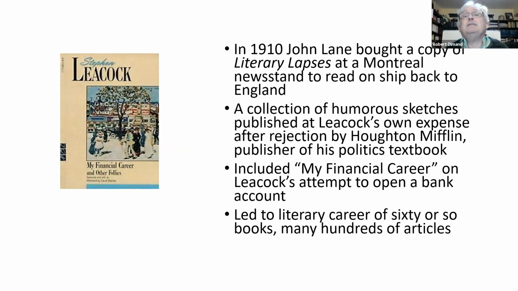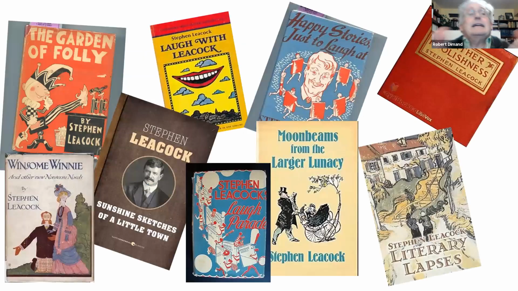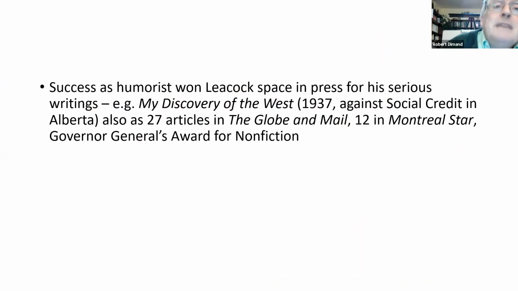Well, in 1910, John Lane found himself about to get on a ship from Montreal back to England and looking for something to read. He picked up at a newsstand a copy of Literary Lapses, a collection of humorous sketches that Leacock had self-published after Houghton Mifflin, his textbook publisher, had rejected it. It includes My Financial Career, Leacock's story about his attempt to open a bank account. This accident of John Lane picking up the book led to about 60 or so books and hundreds of articles. You'll notice here, not the typical books for an economics professor: Moonbeams from the Larger Lunacy, Winsome Winnie and Other New Nonsense Novels, The Garden of Folly, Literary Lapses. So he becomes very, very famous.